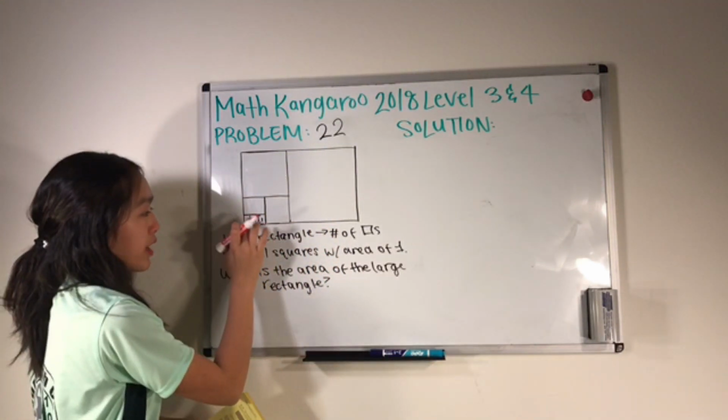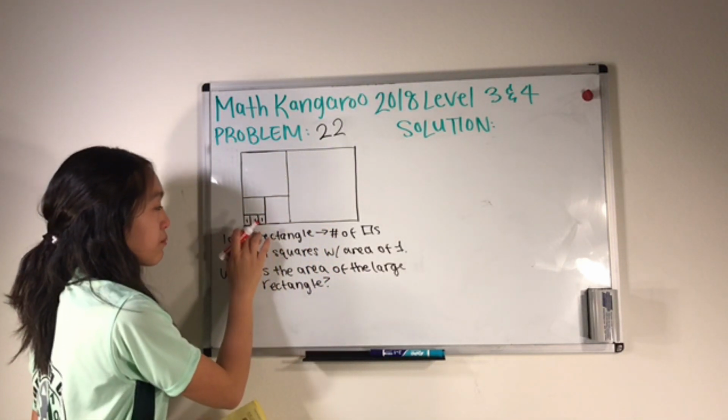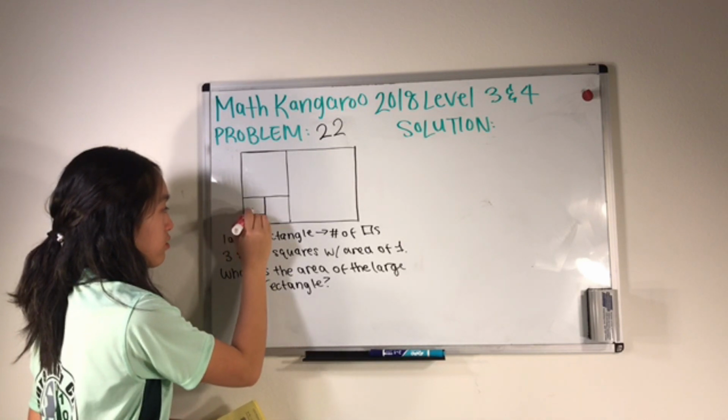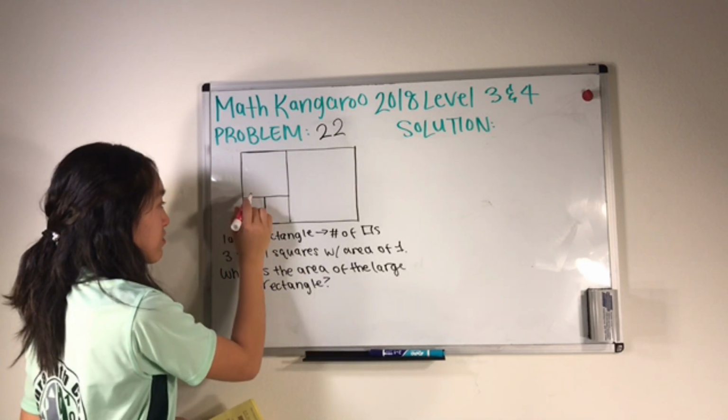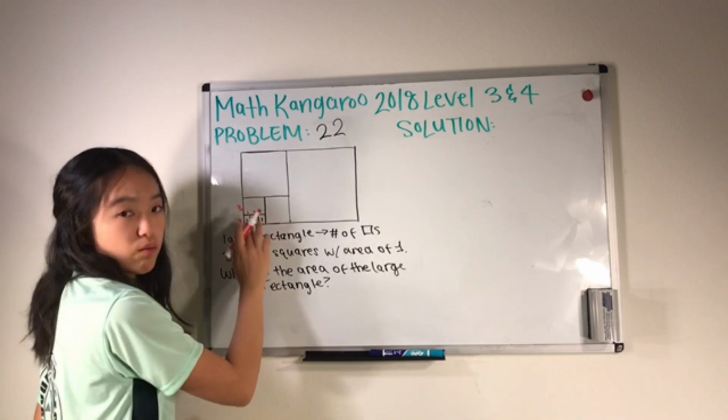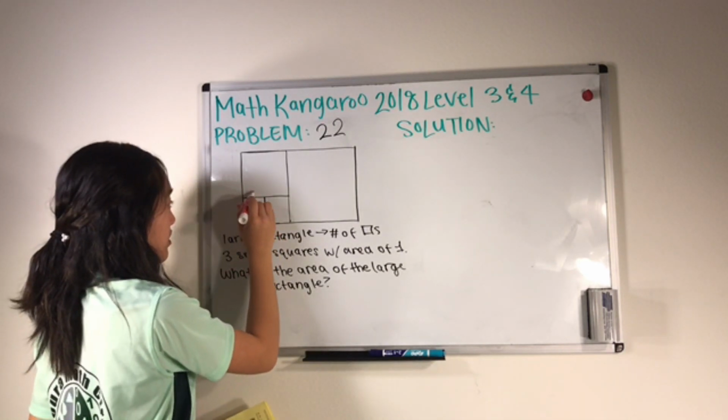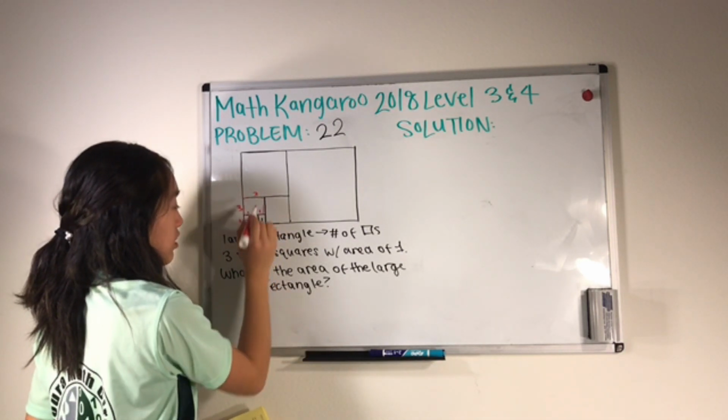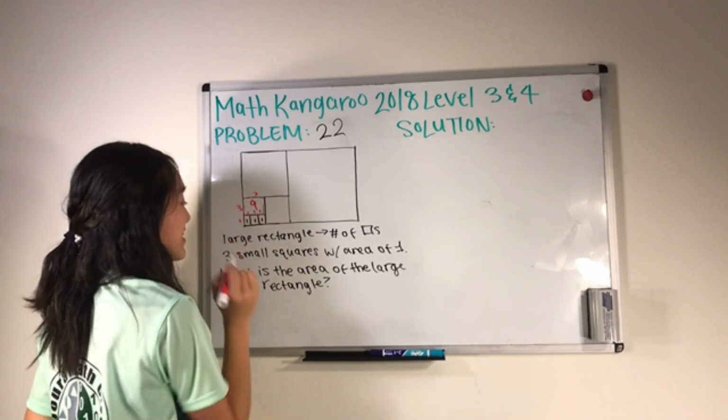So here we have 1 by 1, 1, 1, and 1. So that means that the sides of this square are 1. So that means the sides of this square are 3, because 1 plus 1 plus 1 is 3. And the side of this square as well is also 3. So that means this square's area is 9.